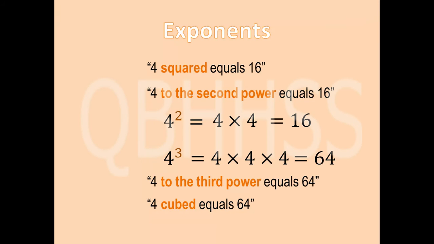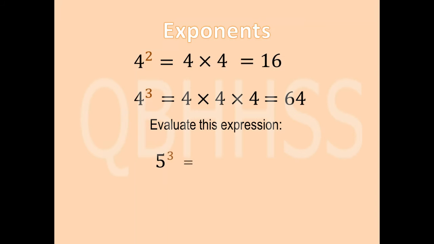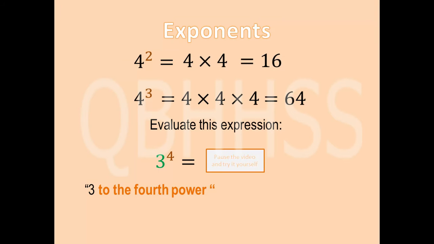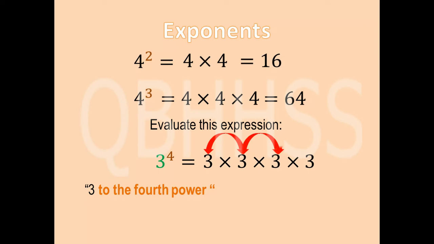Next, try evaluating this expression. What's 5 to the third power, or 5 cubed? 5 cubed equals 5 times 5 times 5, or 125. Next, try evaluating this expression, which you can read as 3 to the fourth power. Three to the fourth power is 3 times 3 times 3 times 3, or 81.